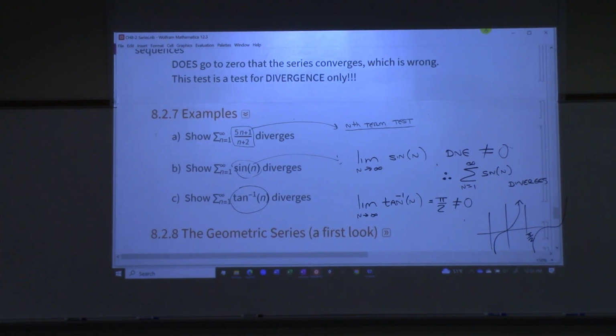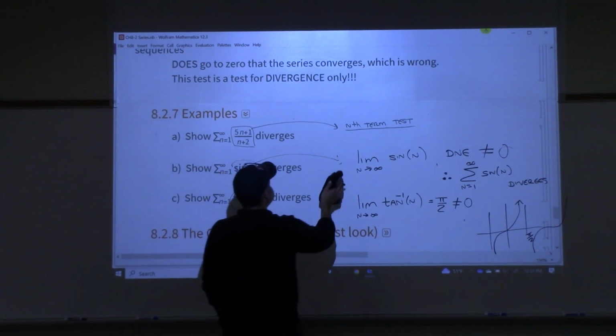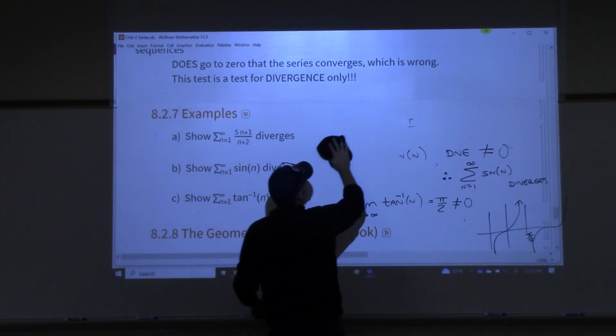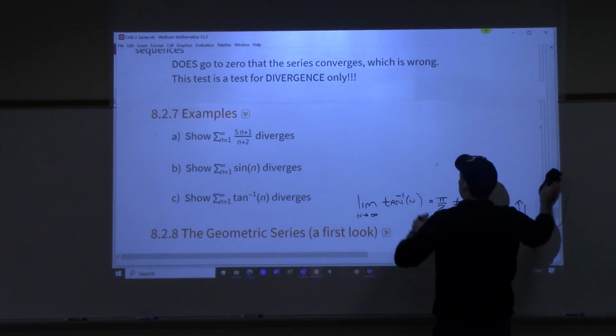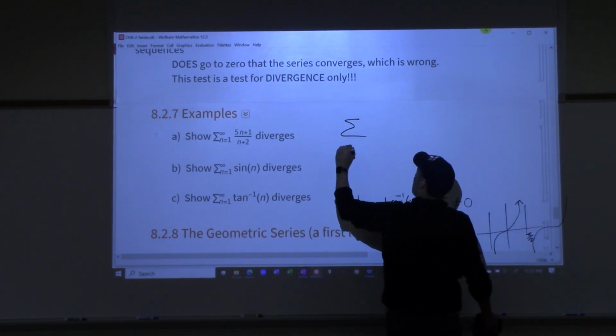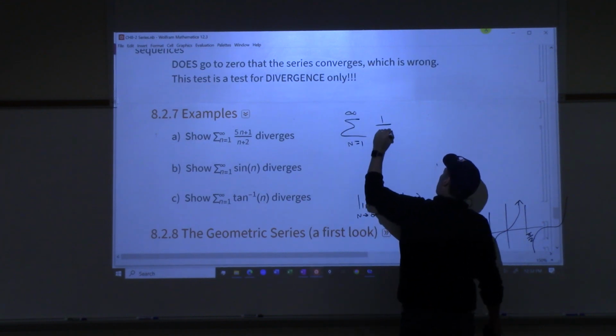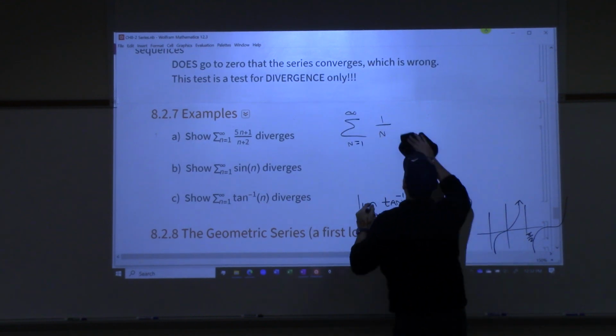Okay, I've got another one for you. Ready? Pay attention. This one's a good one. This one's not on my notes here. How about this? Sum n equals 1 to infinity of 1 over n.